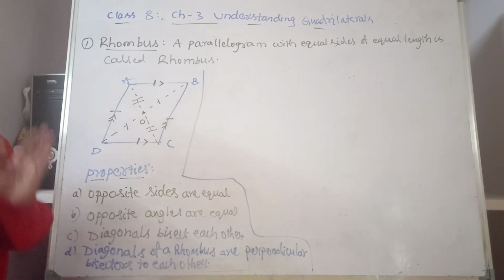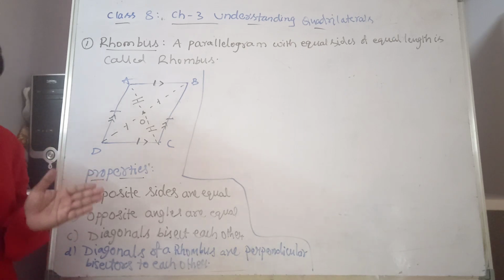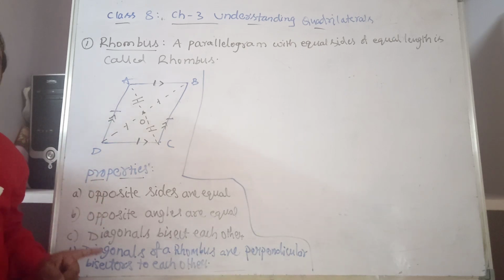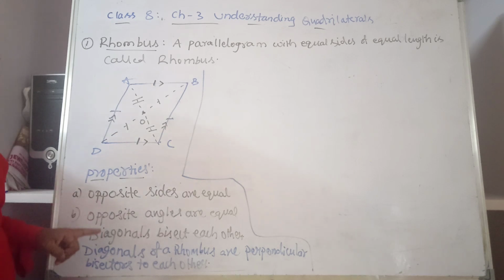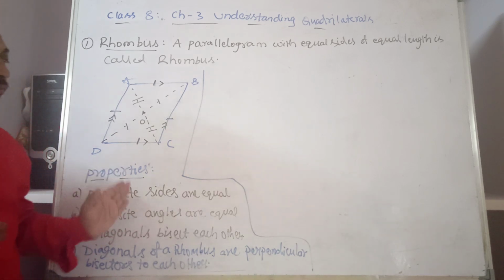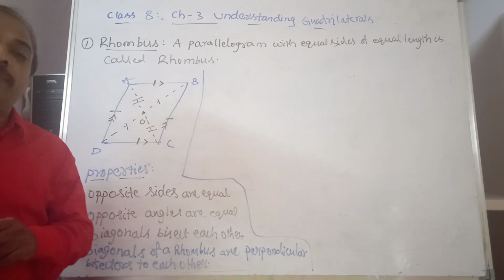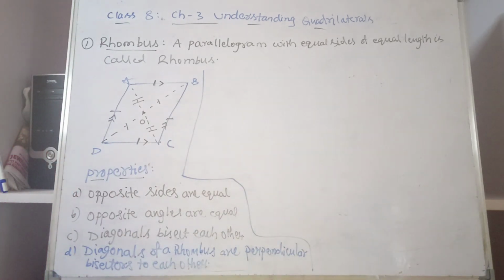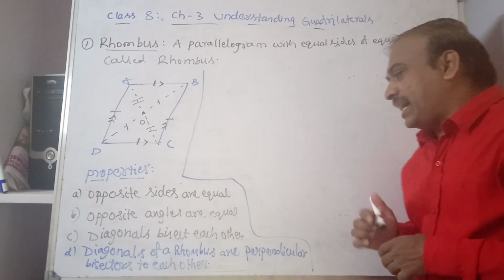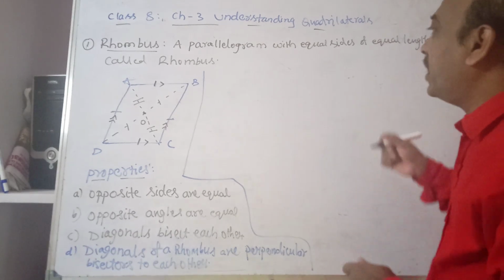Now the fourth property: where the diagonals are intersecting, they are perpendicular. That means they make an angle of 90 degrees. Is it clear? Now let us see how it is 90 degrees, where they are meeting, how it is perpendicular. So we will discuss how the diagonals of a rhombus are perpendicular bisectors to each other.